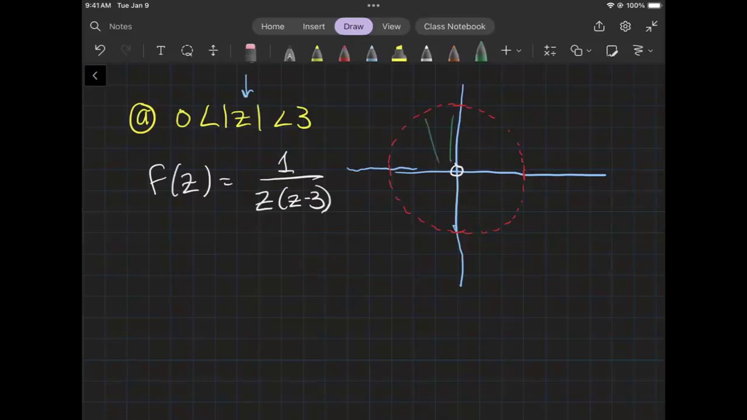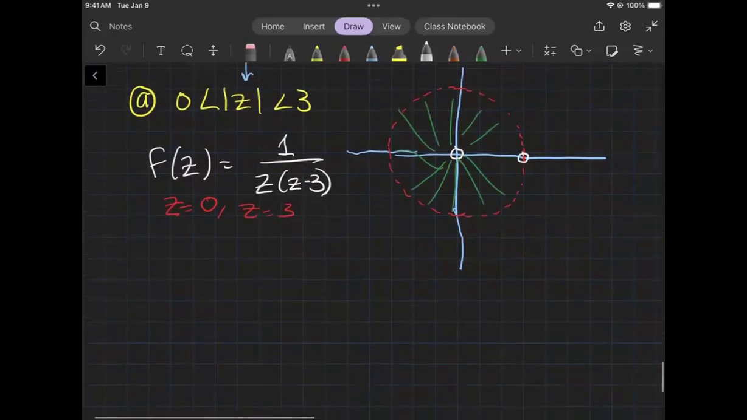All right, so this is the punctured disk they are referring to. f of z fails to be analytic at z equals 0 and at z equals 3, which is that point right there. So we're not including these points. We're also not including the boundary. So this disk is an isolated... this would show that z equals 0 is an isolated singularity.